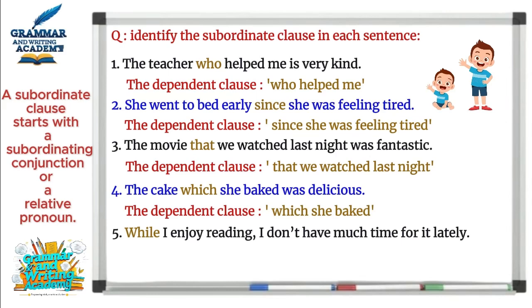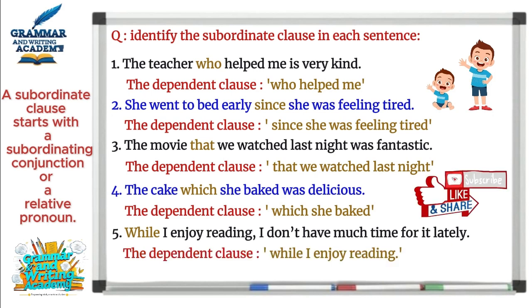5. While I enjoy reading, I don't have much time for it lately. The subordinating conjunction is while. So the dependent clause is while I enjoy reading, as it can't stand alone.